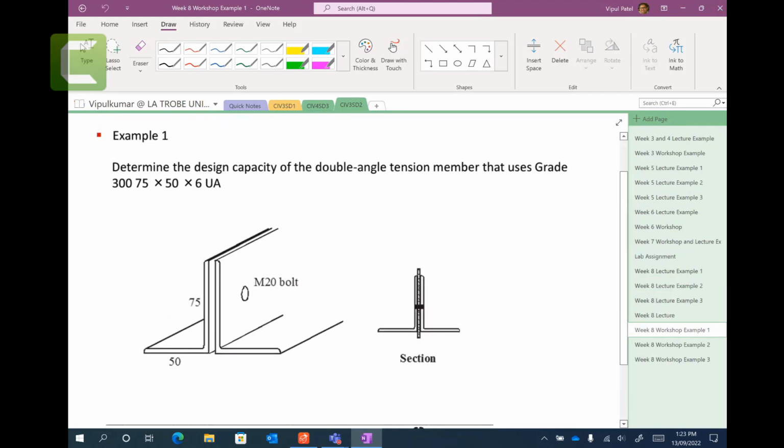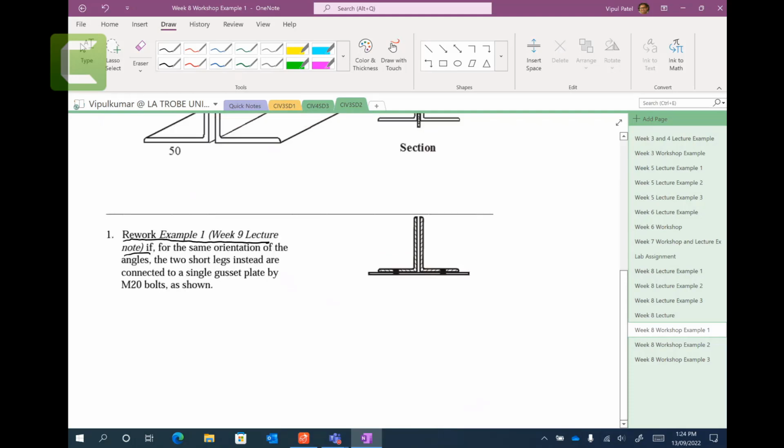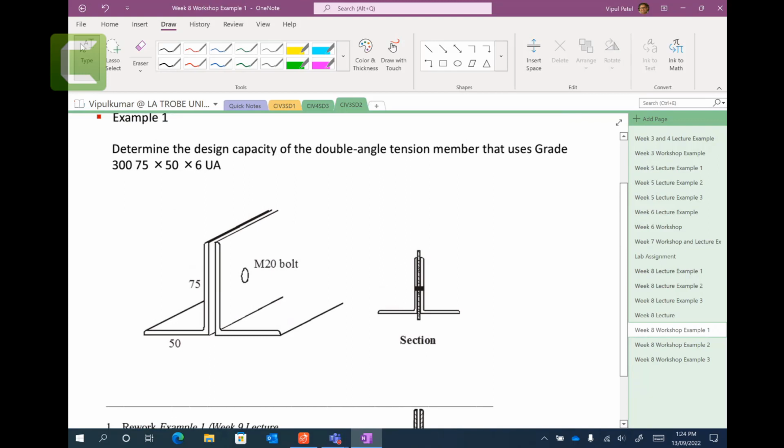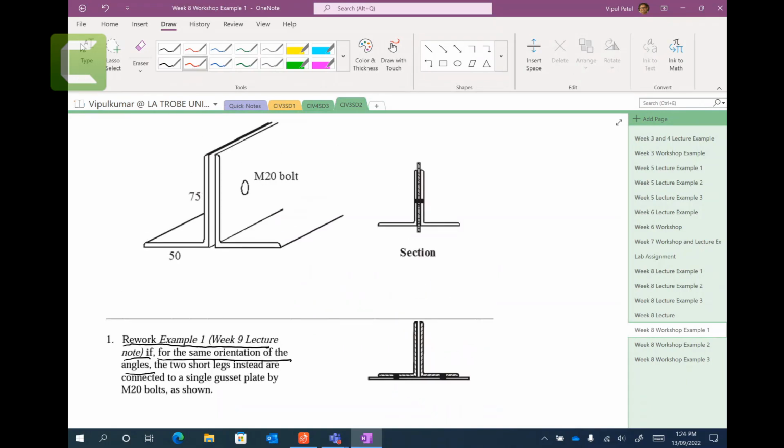All right, so this is an example in your workshop. Rework example number 1 in the lecture notes. I already put it here. This is the example that we did yesterday, and we need to rework it for the same orientation of the angles. Yesterday, we had this plate, and we were designing this equal angle that was bolted here. That configuration was given to us, and we calculated the capacity for this one.